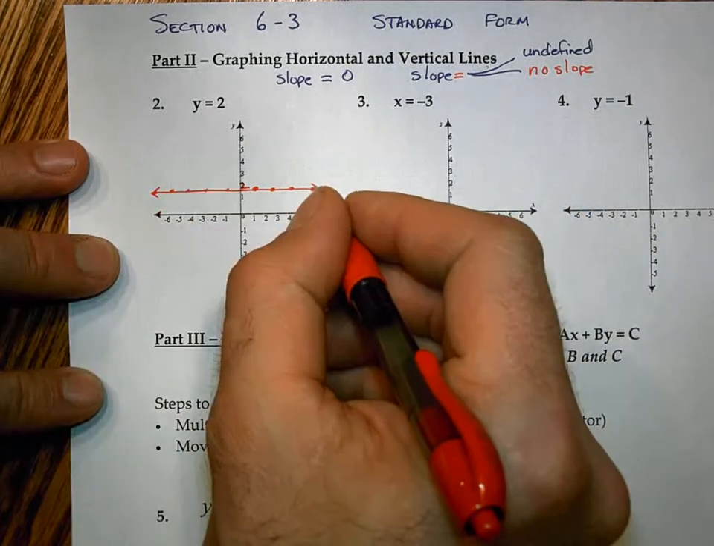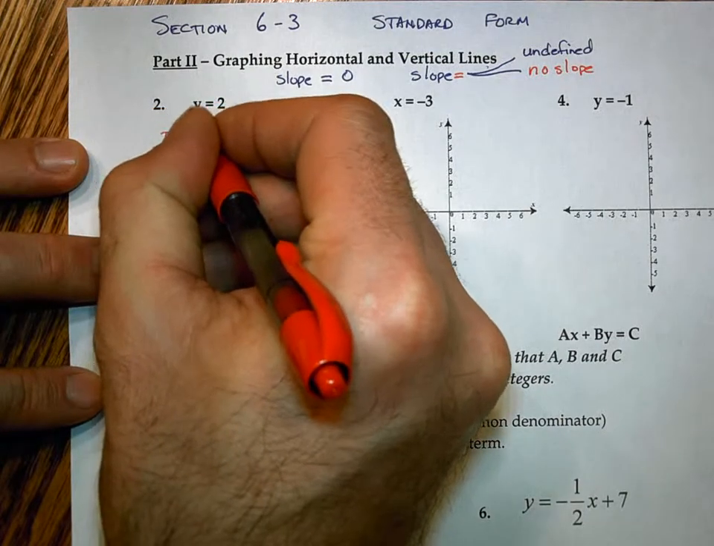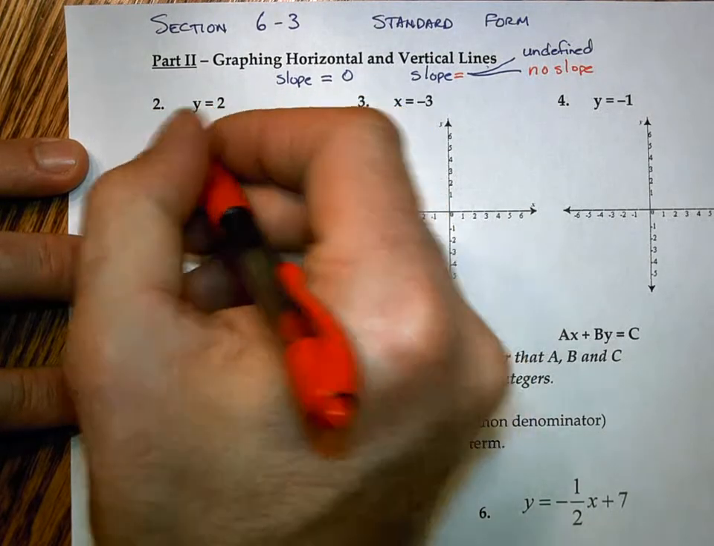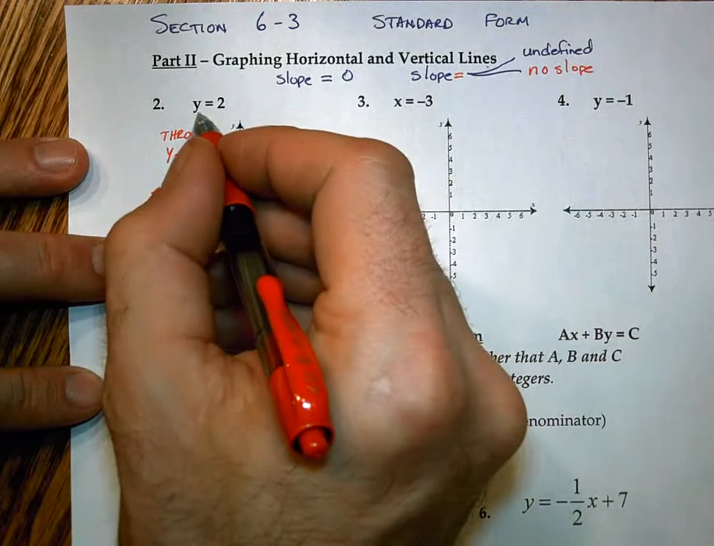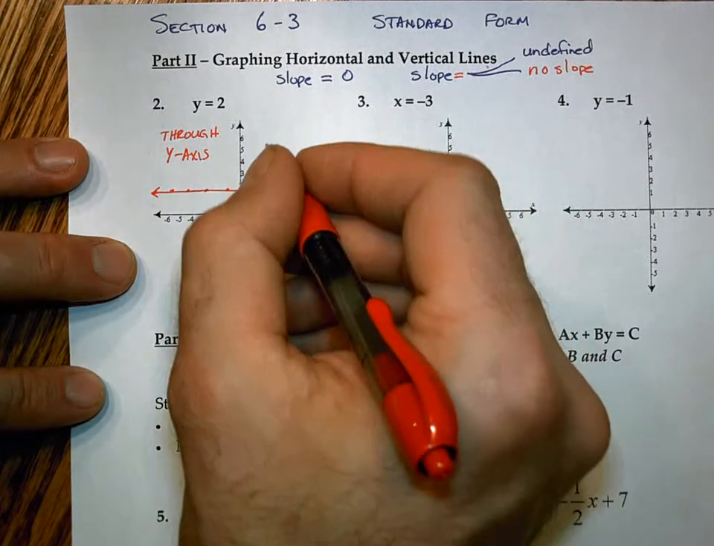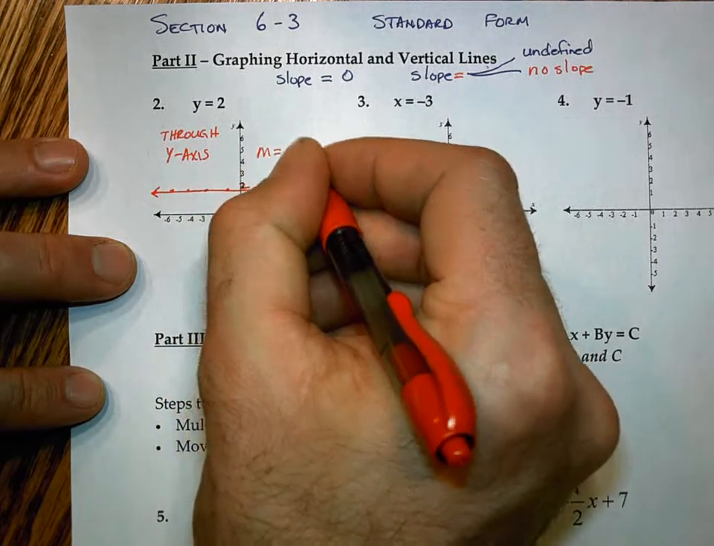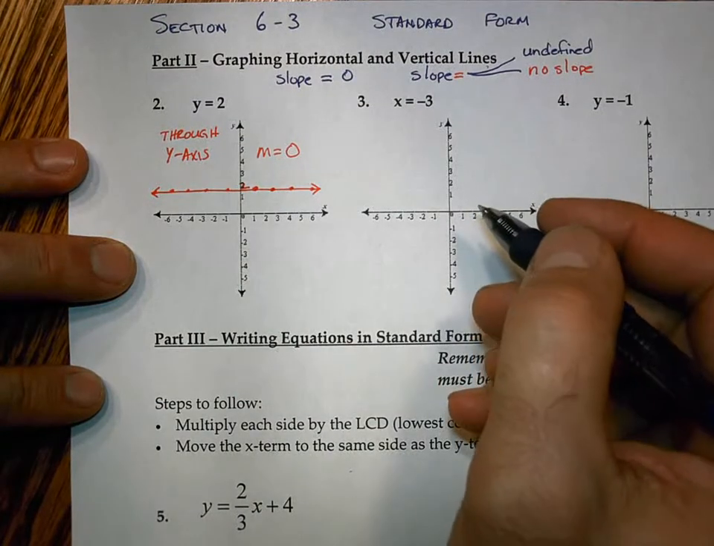So this horizontal line goes through the y-axis. And so I'm going to write that down. It goes through the y-axis. So as a reminder, anytime you have y equals a number, it goes through the y-axis, and also as a reminder, the slope is 0. Now we look at our next one.